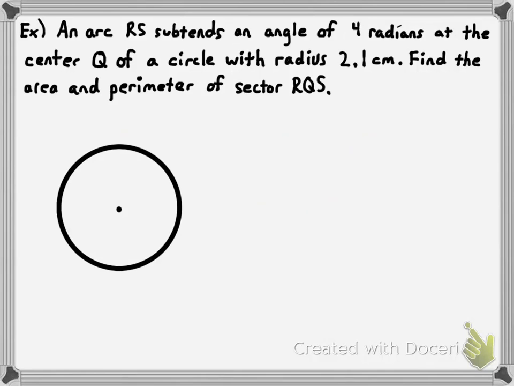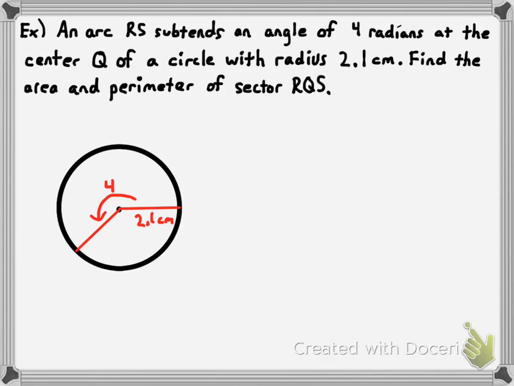Alright, again, let's see if we can draw the central angle measure as close to scale as we can. 4 radians is going to be more than half the circle, right? Because half the circle would be 3.14 radians. So let's say we got one end of our sector there and the other one there. Now that might look weird, but what we're saying is that this is 4 radians. Okay? And then the radius is 2.1 centimeters.